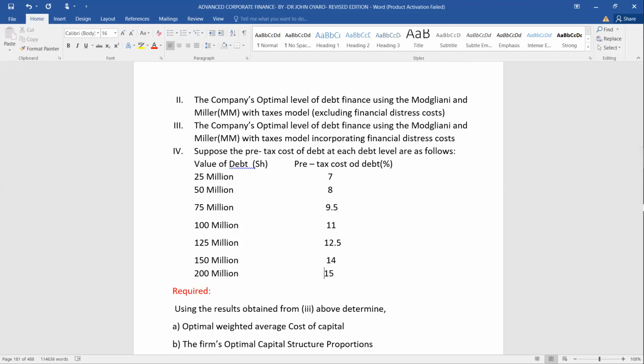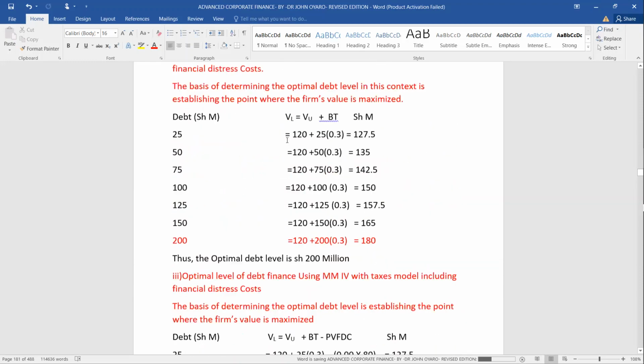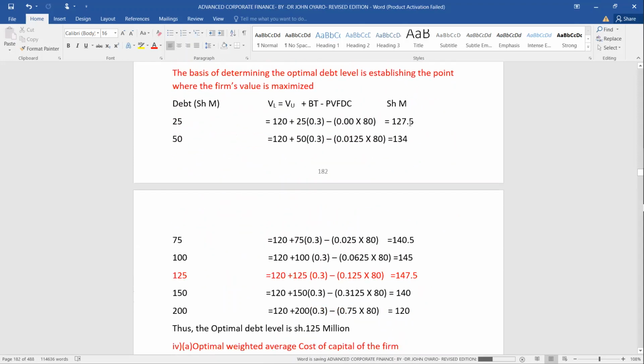The optimal weighted average cost of capital using results obtained in part 3 above. Which are the results we have in part 3? The value of a levered firm at each of those levels of debt. Now, if you check at 25 million debt, the market value of a levered firm is 127.5. So what will be the market value of equity? It's the difference between 127.5 minus 25. Equity is residual.